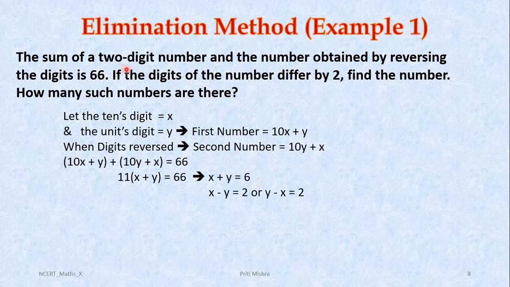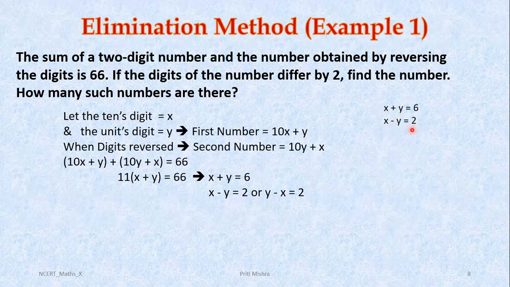After this, they are saying the digits of the number differ by 2. Now, digits means x and y. So we can have x minus y is equal to 2, or we can have y minus x is equal to 2, because a difference can be written in any manner. So the first equation is this one and the second equation is this one. For the second equation, we have two choices. So here we will consider these two equations, x plus y is equal to 6 and x minus y is equal to 2.